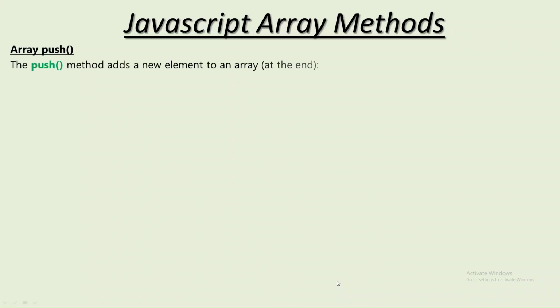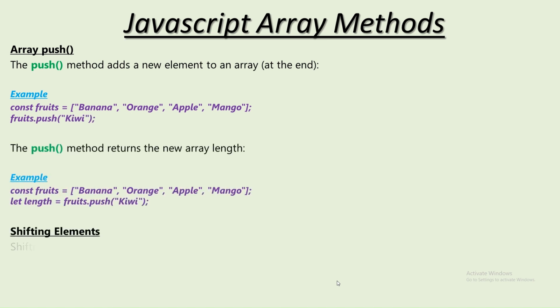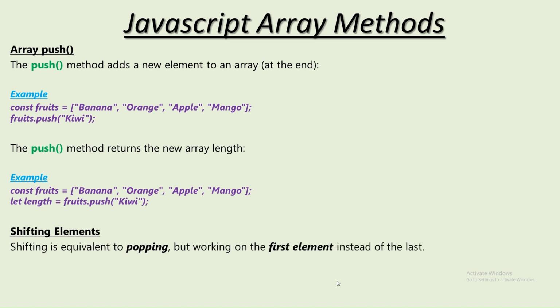The next one is array push. The push method adds a new element to an array at the end. For example, const fruits equals banana, orange, apple, and mango, and we added fruits.push("QE"). The push method returns the new array length. Now, when we try to print the length of this array, it will show up as 5, and the value would be added to the existing array. Okay, let's see that in action.